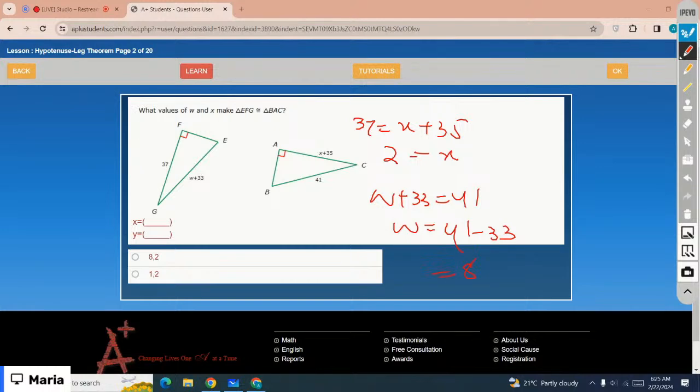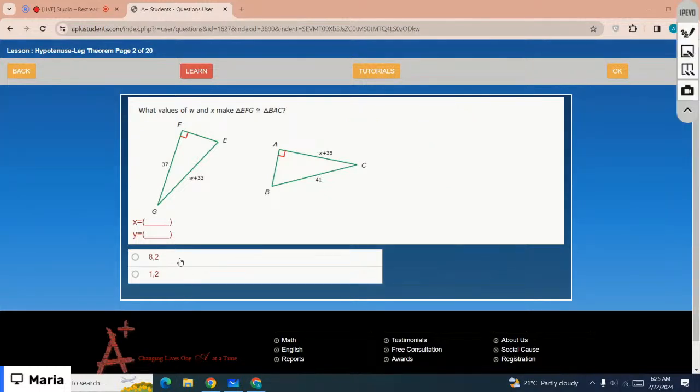Option number 1 is the correct option. Got it? The correct option is option number 1, that is 8 and 2.